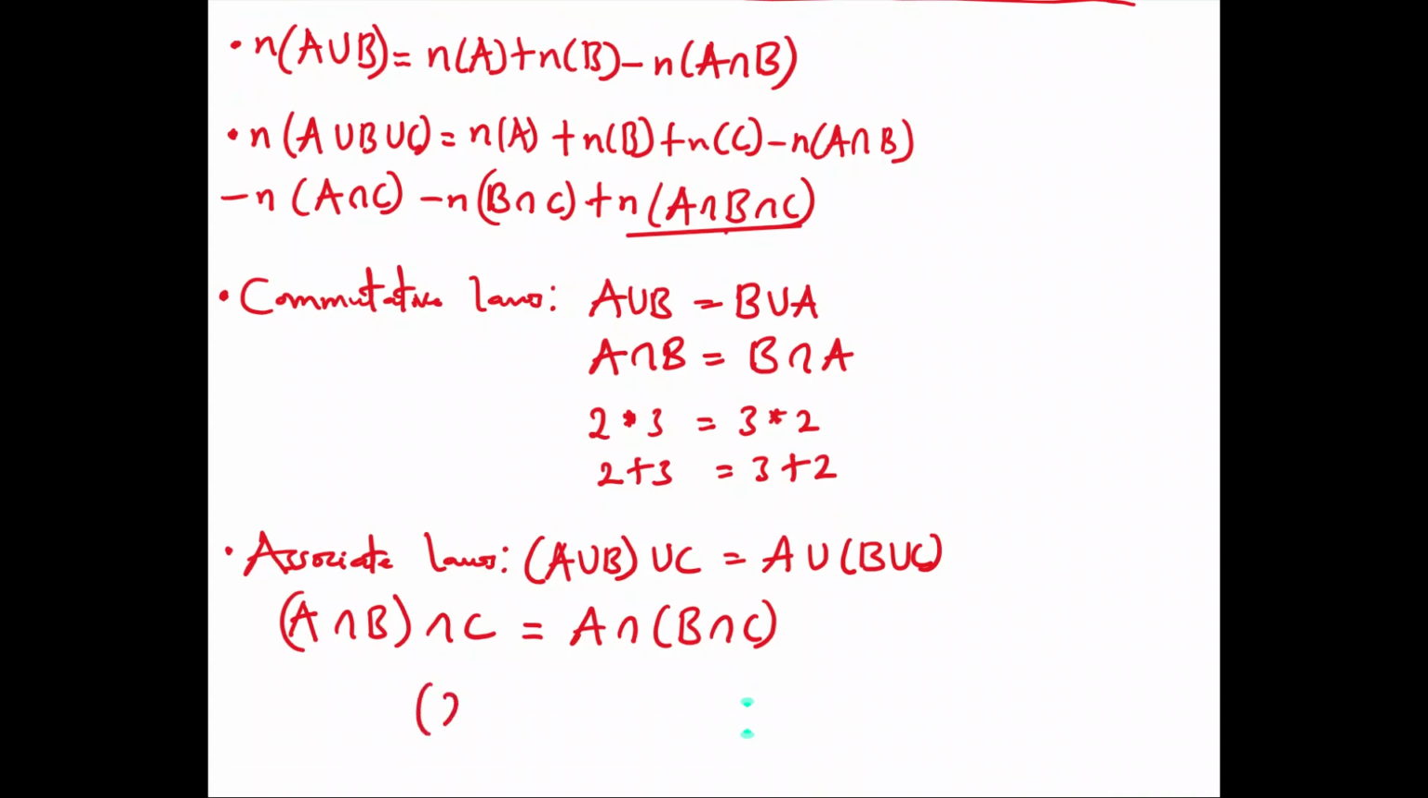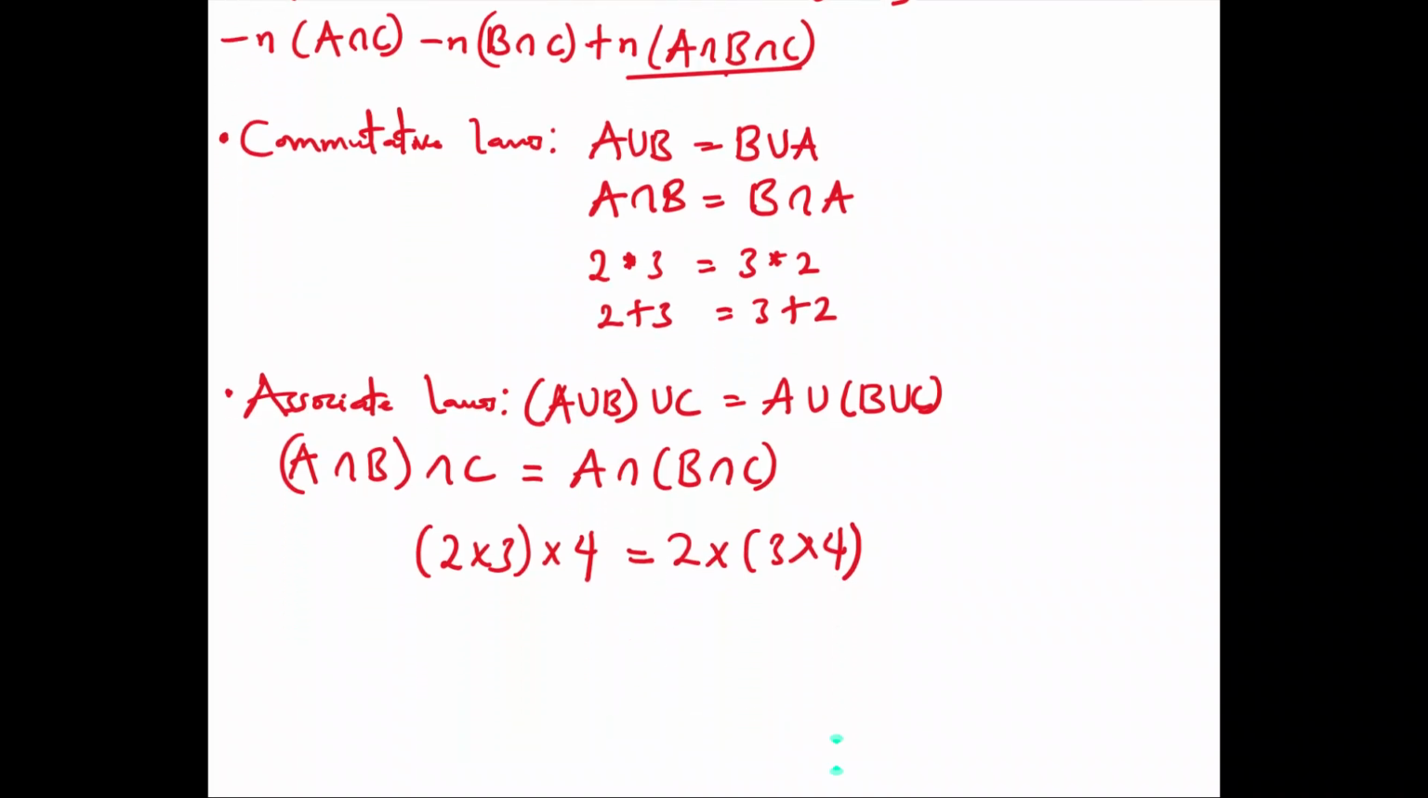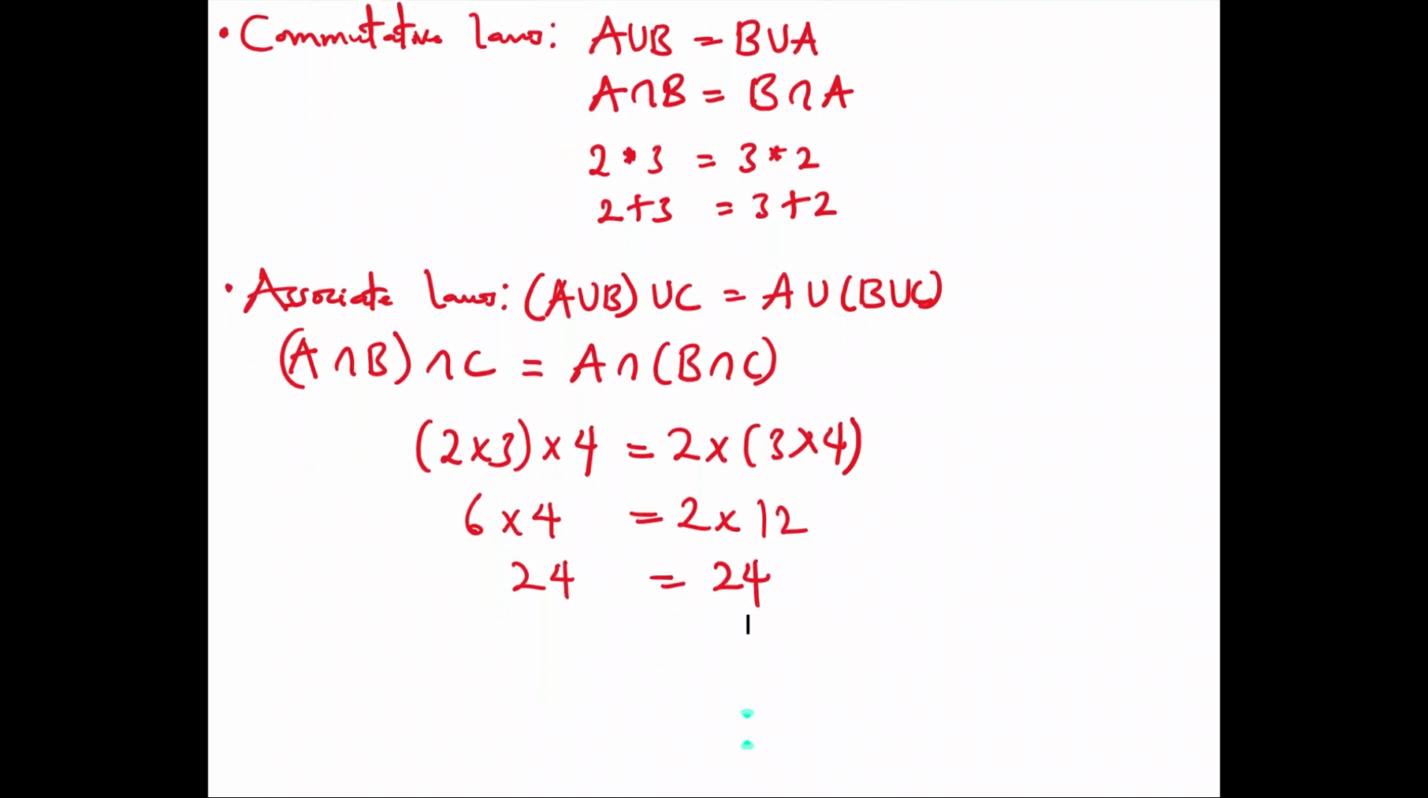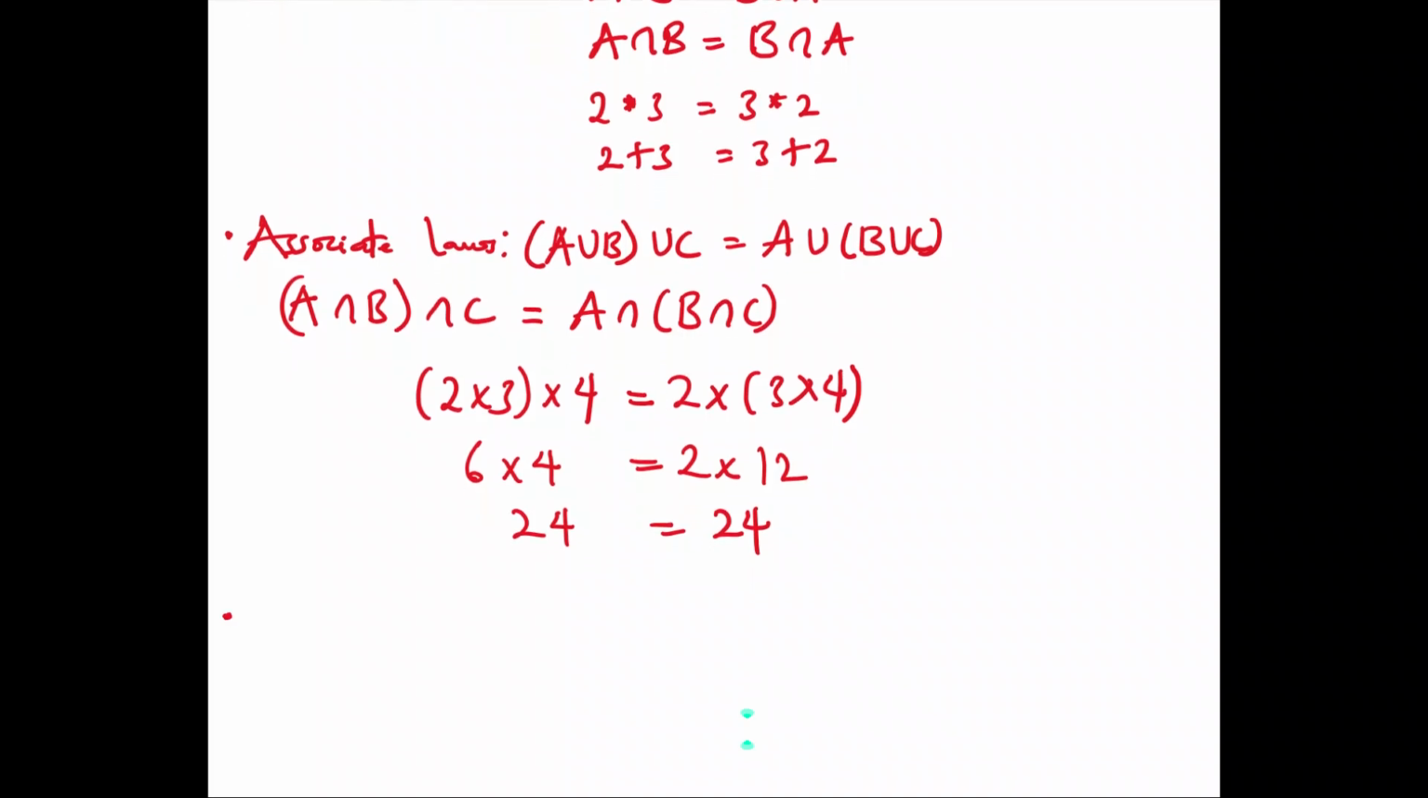For example, let's say you are playing with three numbers, 2, 3 and 4. Let's say we are doing (2 times 3) times 4, equals 2 times (3 times 4). So now let me solve it and show you how they are equal to each other. 2 times 3 is 6, times 4 is 24, and 3 times 4 is 12, so 2 times 12 is 24. So this is what the associative law is about.